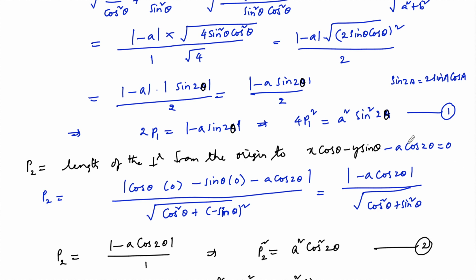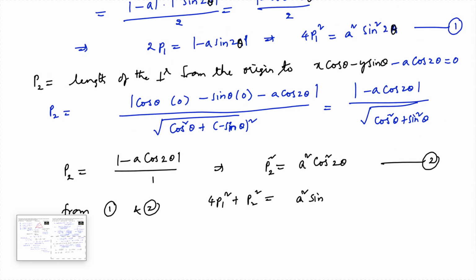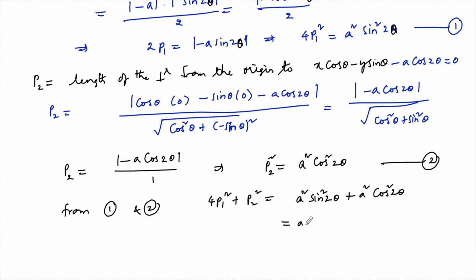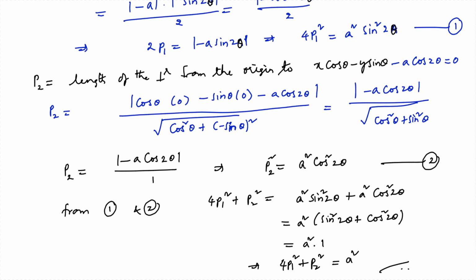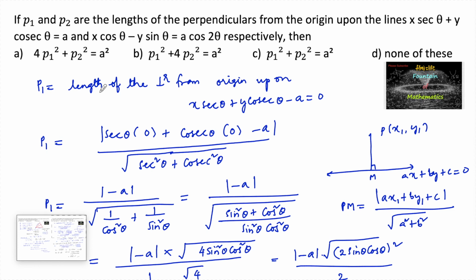So 4 times P1 square plus P2 square is equal to a square sin square 2 theta plus a square cos square 2 theta. So by taking a square common, we can write sin square 2 theta plus cos square 2 theta. So sin square 2 theta plus cos square 2 theta is 1. So we can conclude that 4 times P1 square plus P2 square is equal to a square. So which is our option? So option A is the answer.